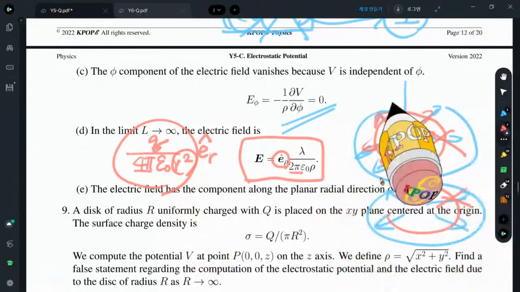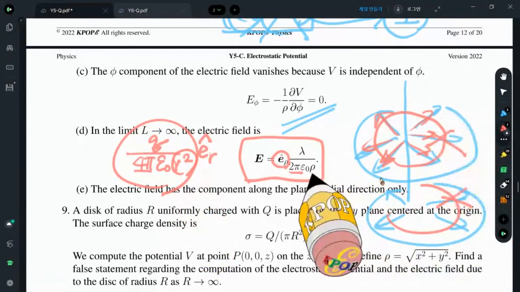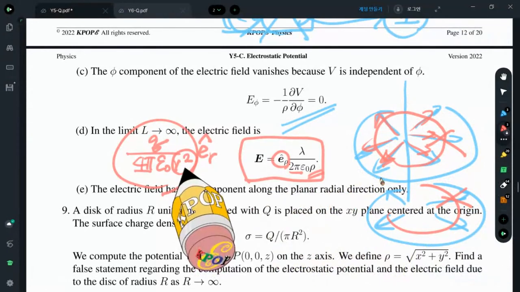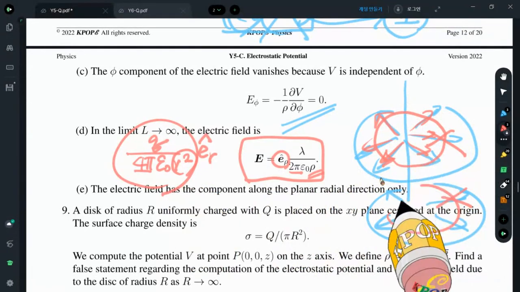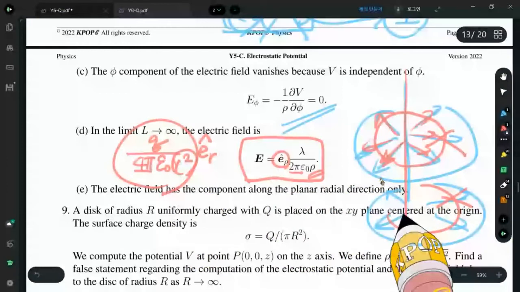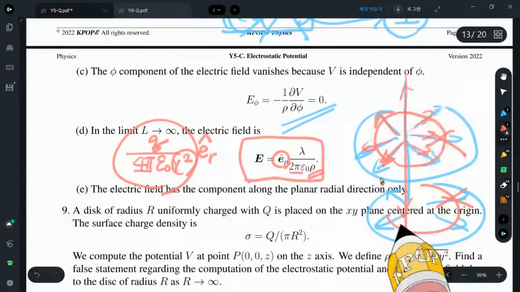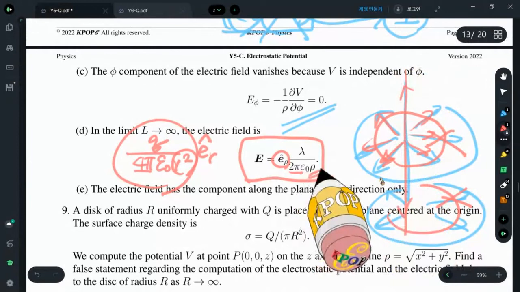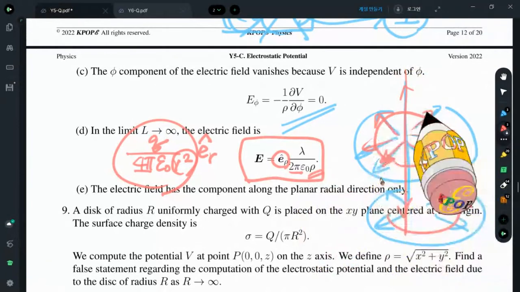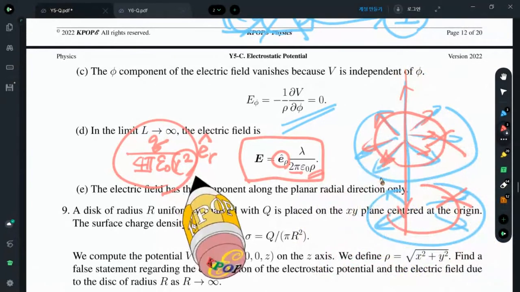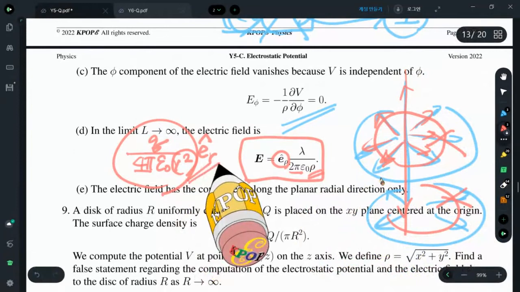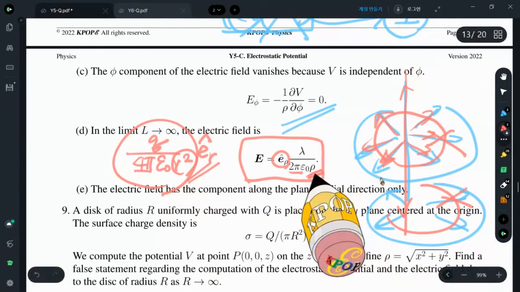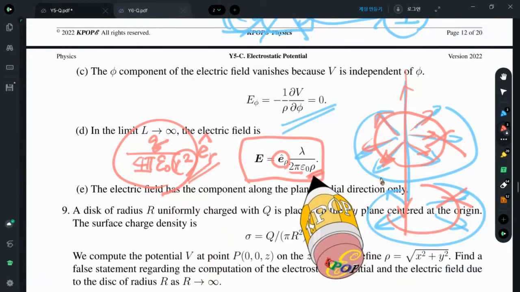It becomes just a 2-dimensional problem, and its strength does not follow the inverse square law because we have an infinite dimension. One dimension has disappeared. So on a 2-dimensional plane, the inverse square law in 3 dimensions is replaced with just the inverse law.